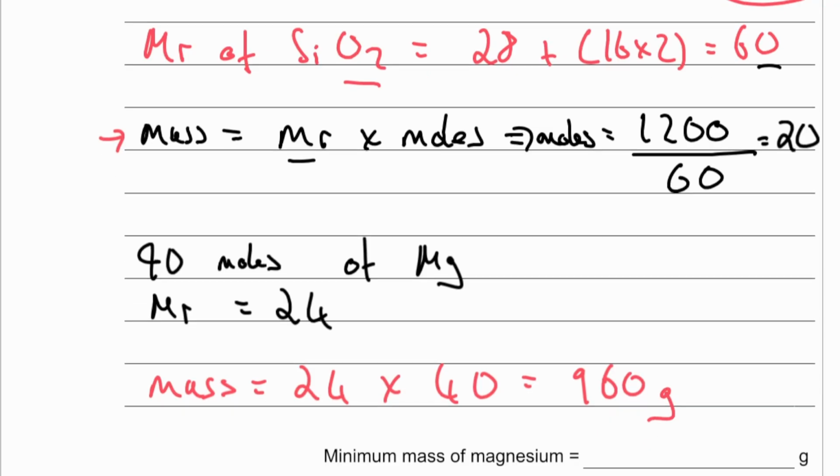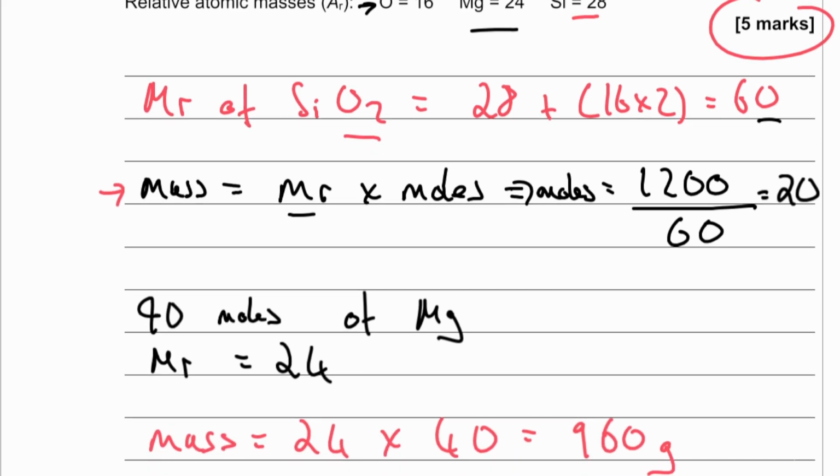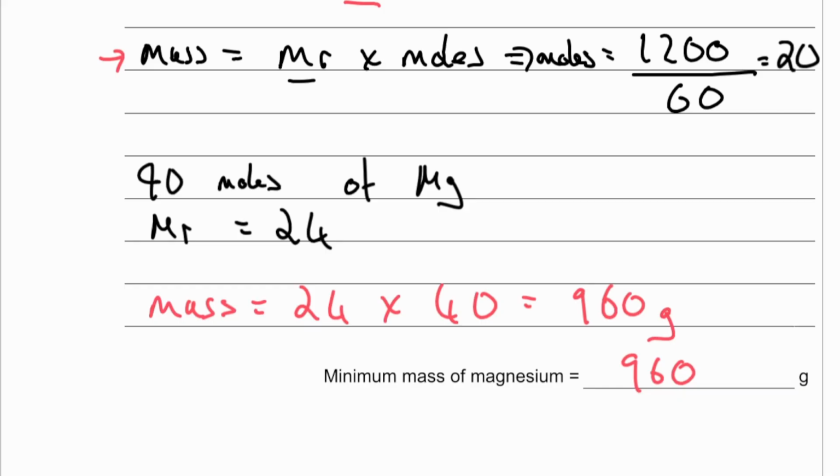And the unit is grams. So you can put that over here. And that's the minimum mass because some of it will be lost. Okay, so that's how you work that one out. And you can see if you go step by step, hopefully it's quite a simple process if you know what you're doing.